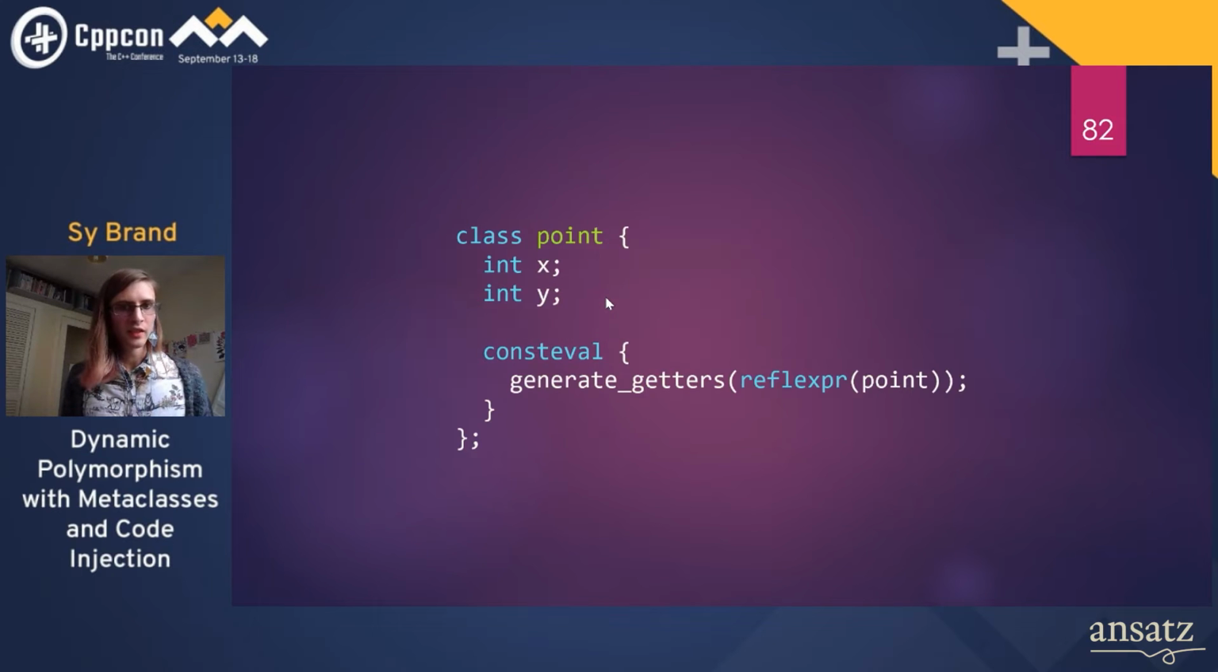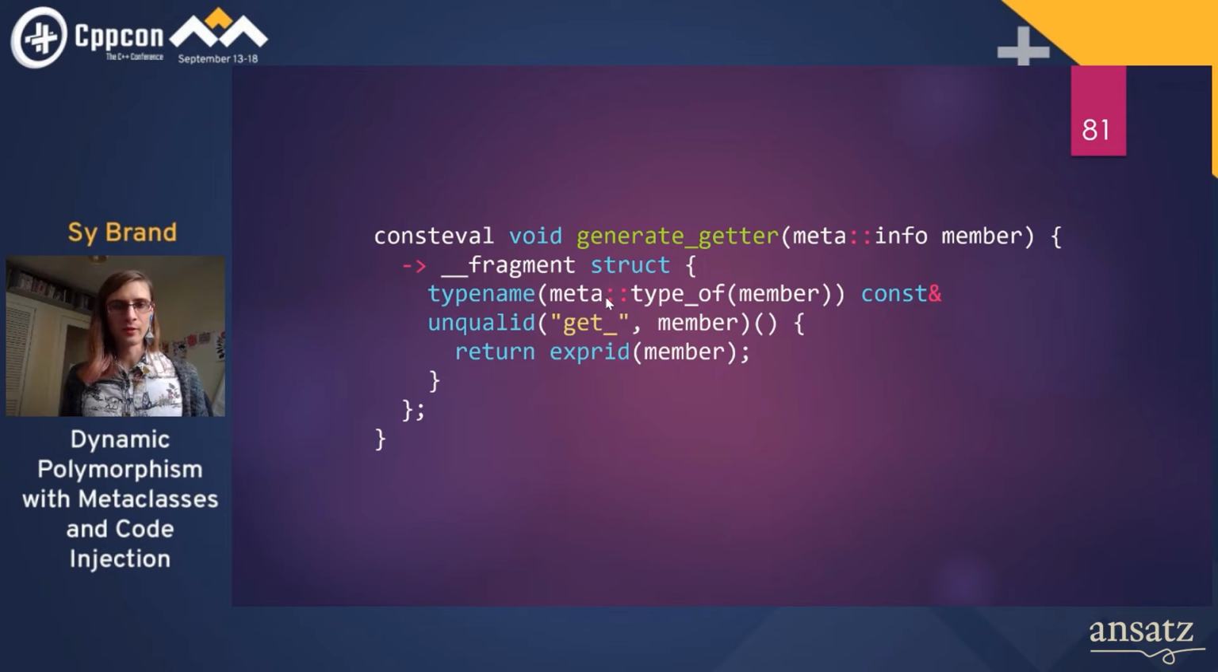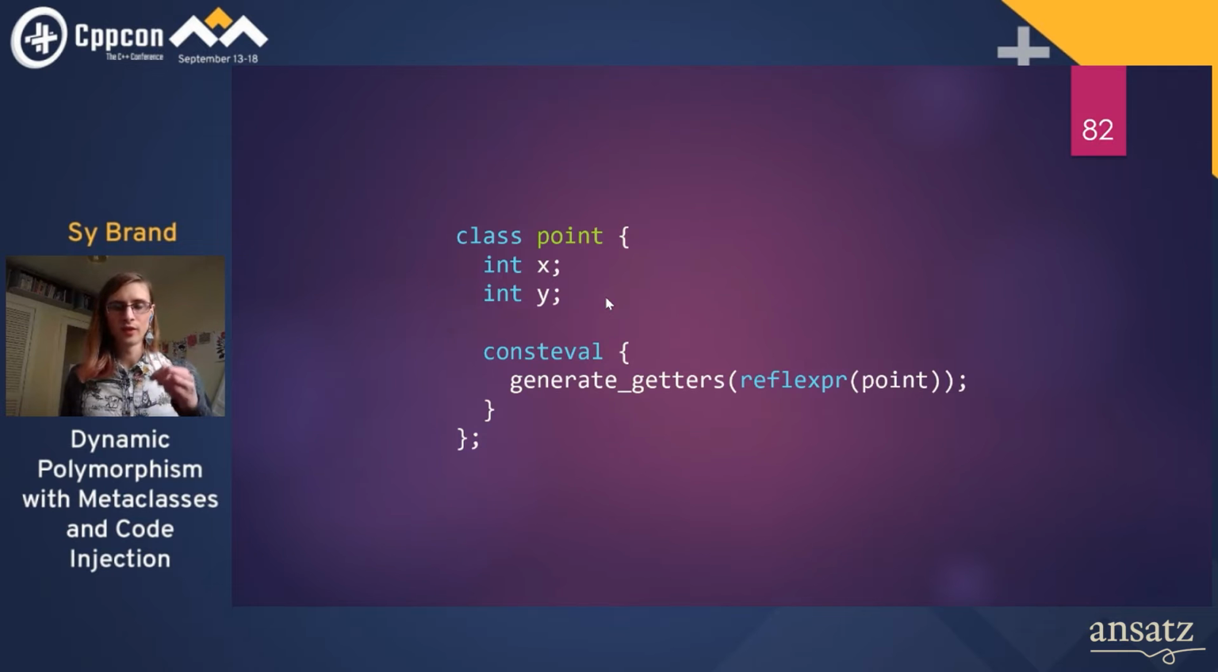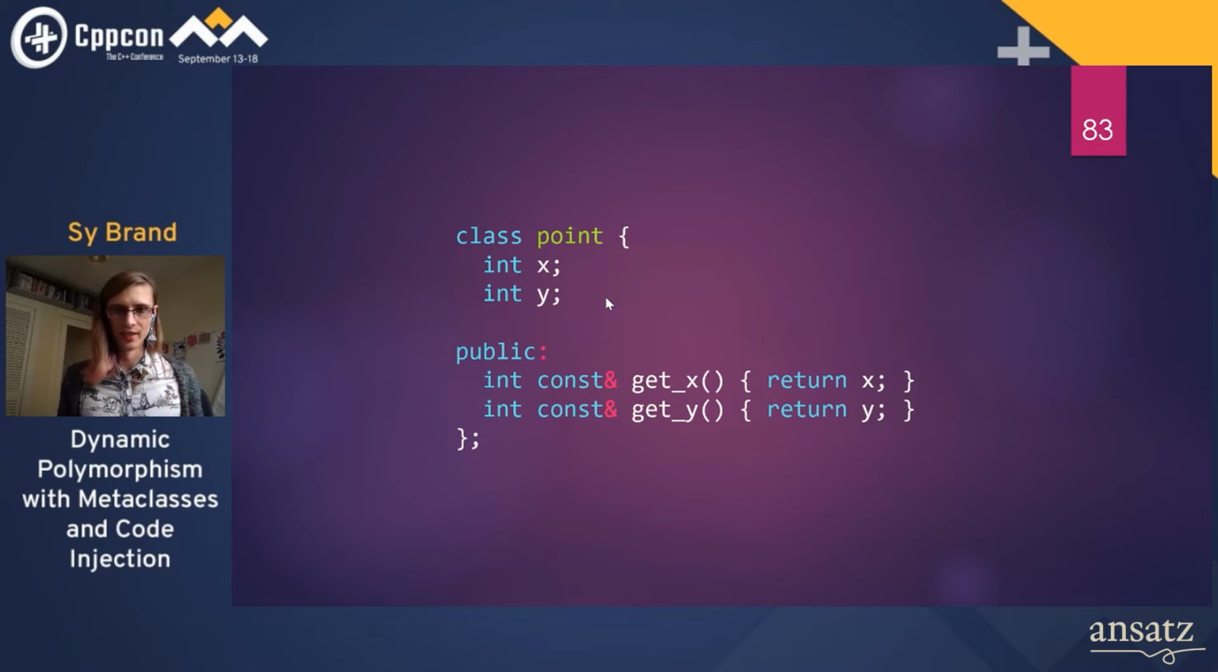All right, so that is our definition of generate getter. So when we run this program at compile time, it will generate these member functions. So we have written code which has taken reflection information about our program and then generated code for us.